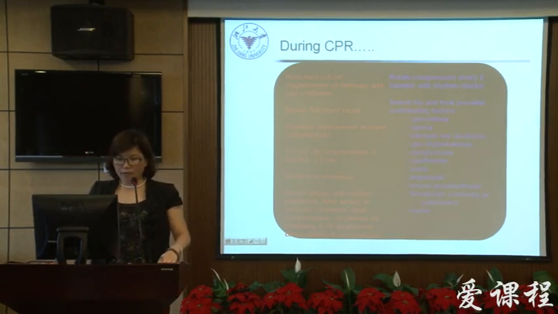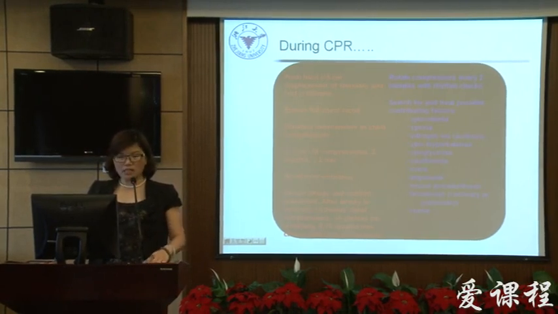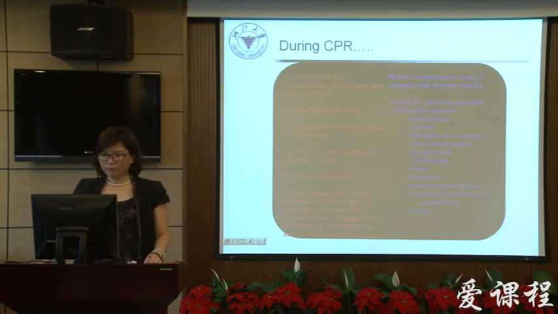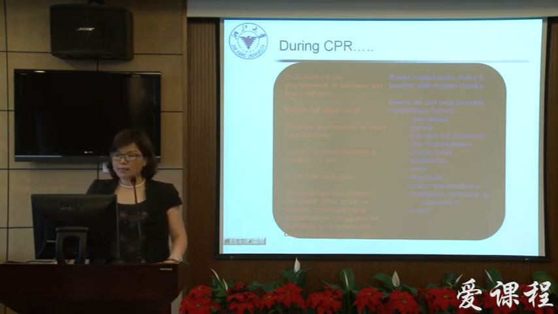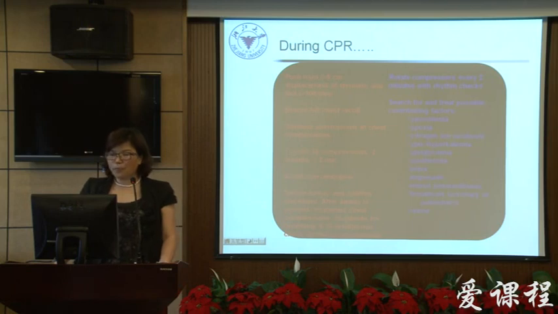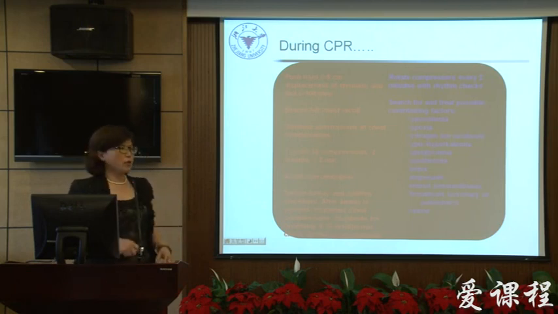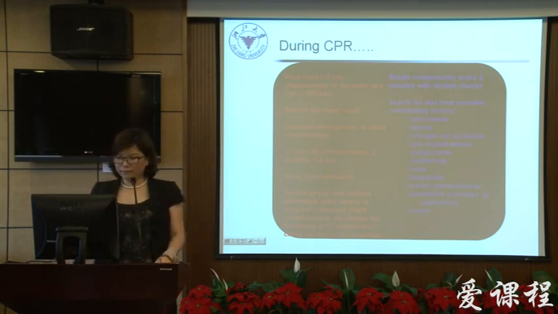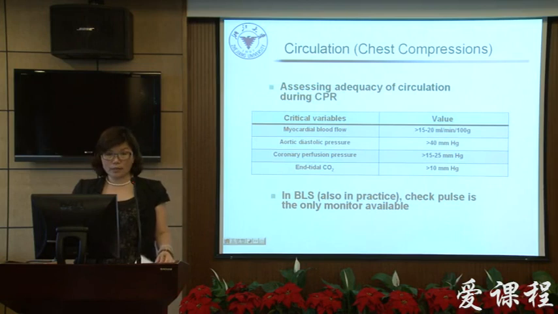Secure the airway and confirm placement after the airway is secured. Then give continuous chest compressions with no pause for breathing, and 8 to 10 breaths per minute. Check rhythm every 2 minutes. Rotate compressors every 2 minutes with rhythm checks, and search for and treat possible contributing factors. We already saw the 6H and 5T. We should find the causes and correct them.